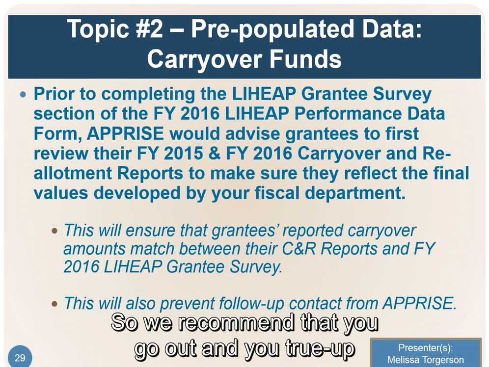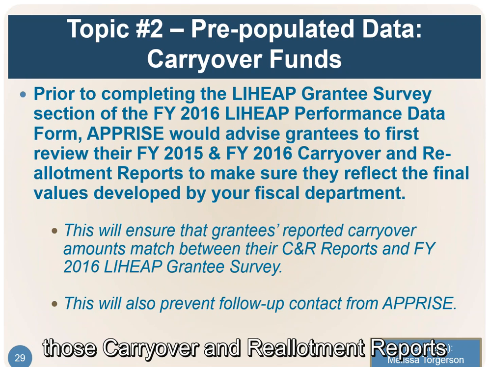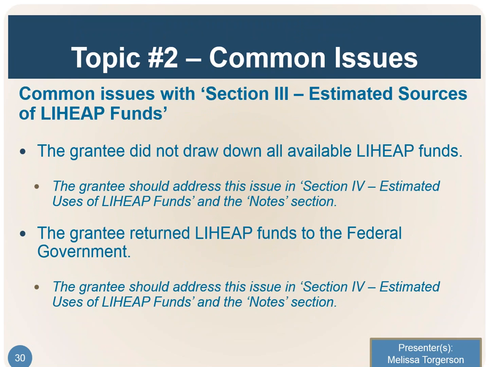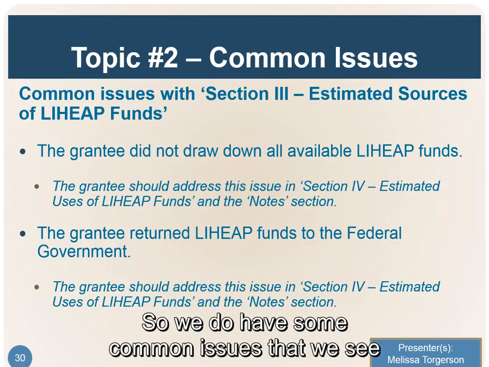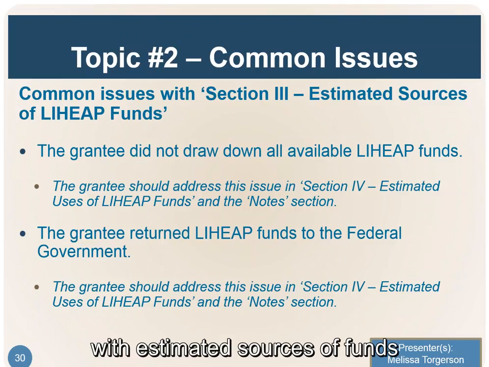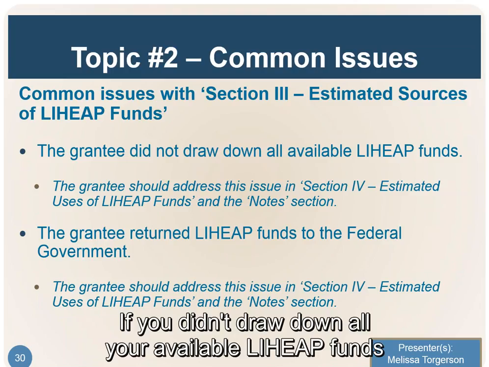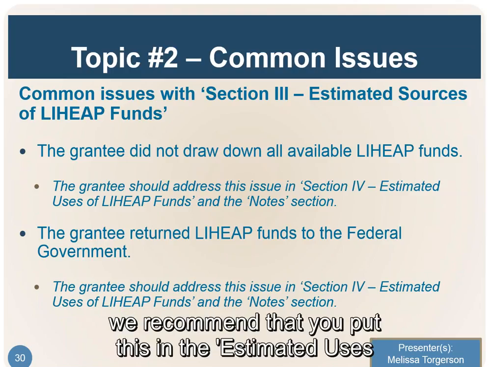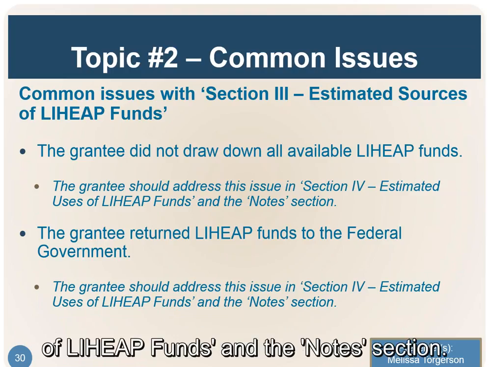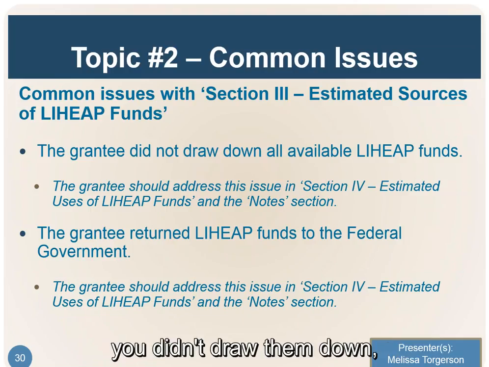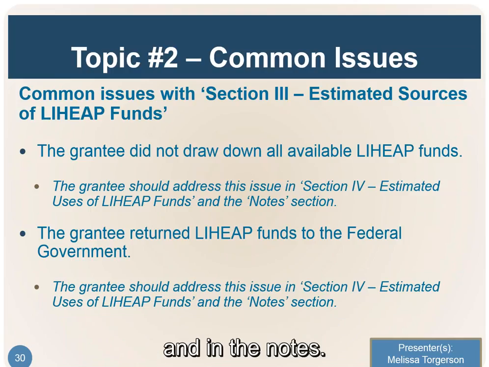So we recommend that you go out and you true up those carryover and reallotment reports before you get started on your grantee survey. It will also prevent follow-up from us. So we do have some common issues that we see with estimated sources of funds, and just some recommendations to make. If you didn't draw down all your available LIHEAP funds, we recommend that you put this in the estimated uses of LIHEAP funds and the notes section. So we would expect to see that even though you had funds available, you didn't draw them down. We would expect that to show up both in the numbers and in the notes.